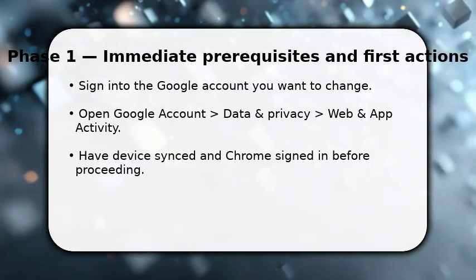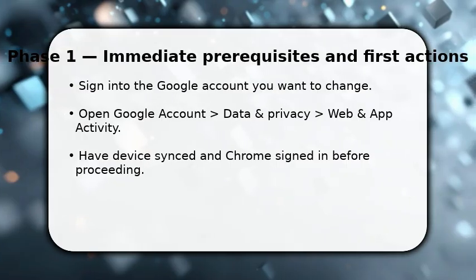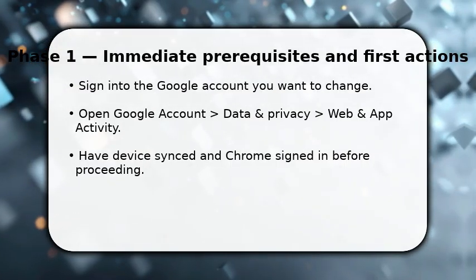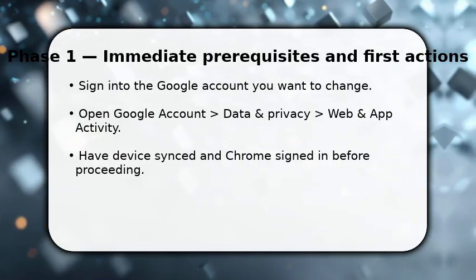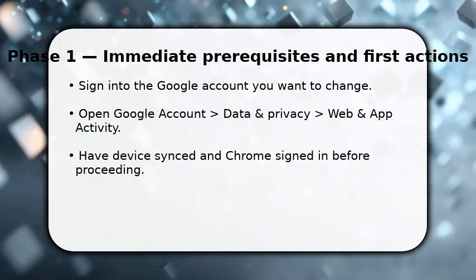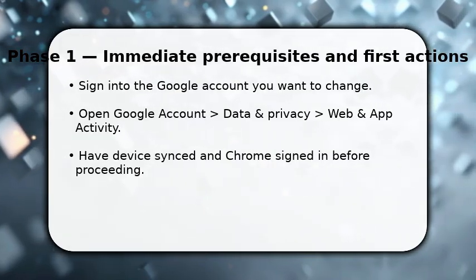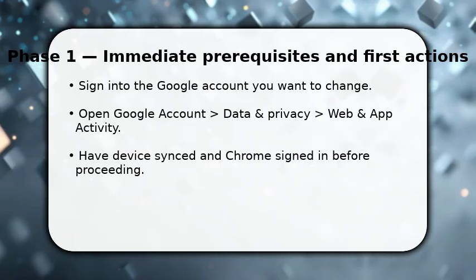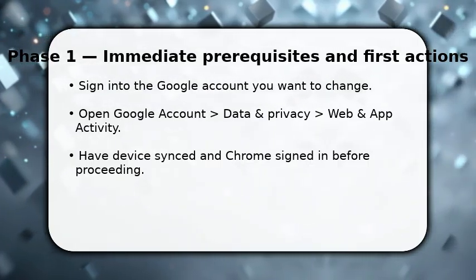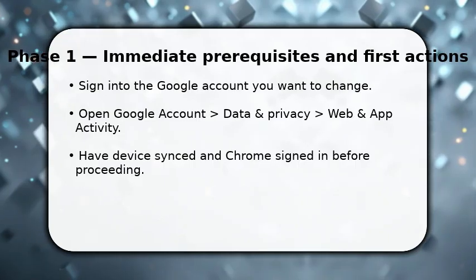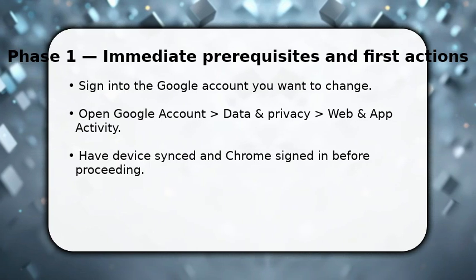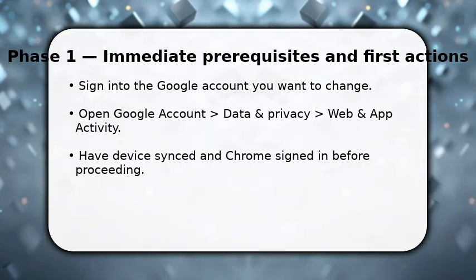You start by signing into the specific Google account you'll modify. Make sure it's the one synced to your devices. Once signed in, open the Google account settings and go directly to Data and Privacy, then to Web and App Activity. This area controls saved searches and activity. Make sure Chrome and any mobile devices are online so the current sync state is accurate, otherwise you might miss recent items. Now, keep this page open and ready. Your first actionable controls are next.